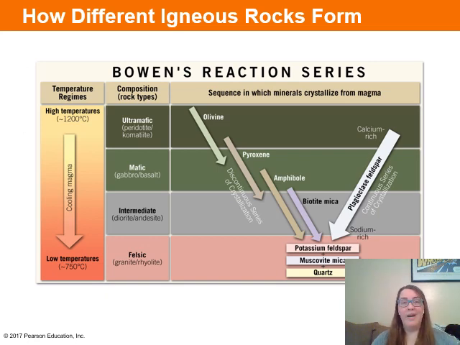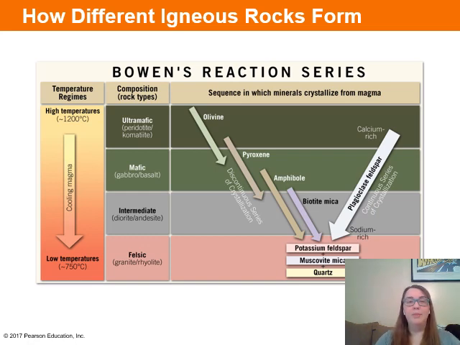So with this Bowen's reaction series, it actually tells you the order that the minerals are going to develop in. But this is a little bit more in depth than what I really care to go into for this class. So instead of learning these dozen or so minerals in the order that they start and then end up crystallizing in, I want you to focus instead on the order of the composition. What types of rocks are going to develop in which order?